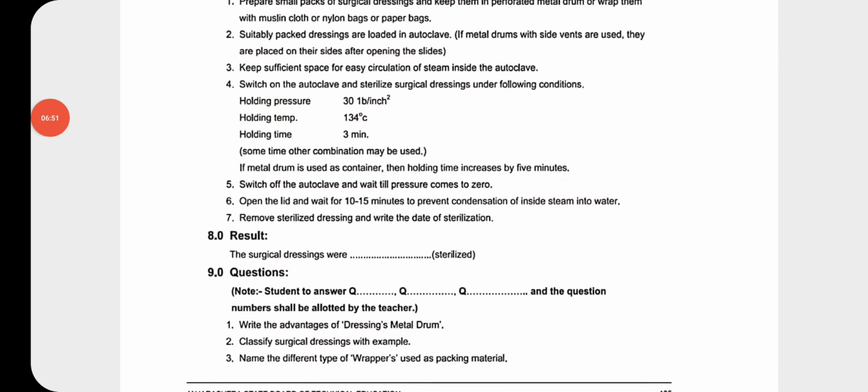Experiments number 25 and 26 are similar but different. Surgical instruments are used for sterilizing purposes. The procedure is simple: take the required apparatus and sterilize under the given autoclave conditions of holding pressure, holding temperature, and holding time. These conditions are required for the autoclave for sterilizing surgical dressings and instruments. It is an easy process to understand. Okay, thank you.